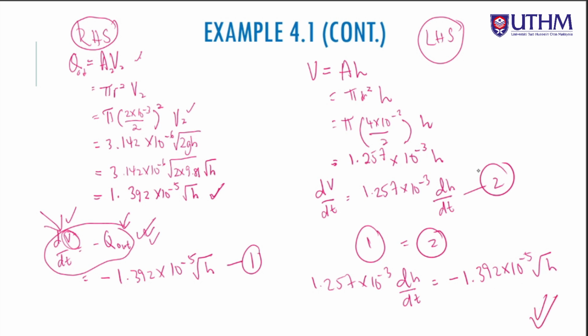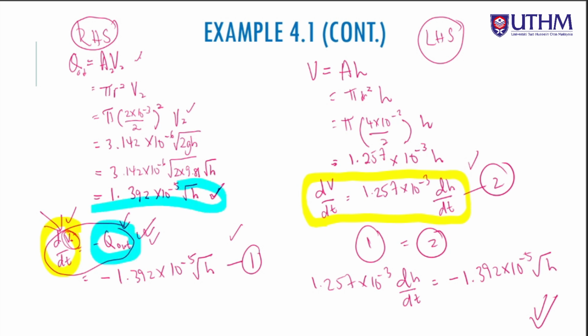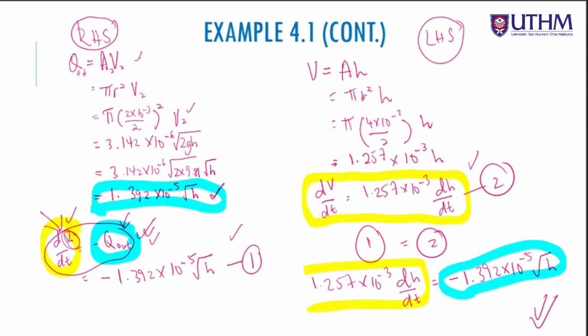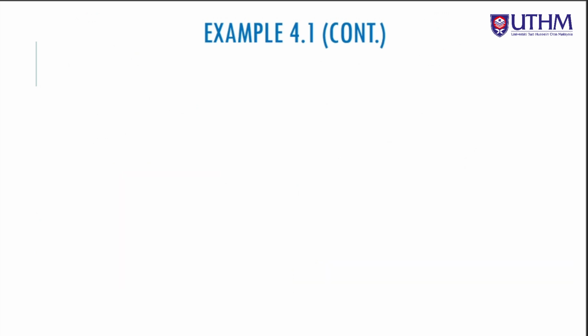So kita dah dapat yang ni, kita samakan yang ni dengan yang ni, sebab kita tahu dv dt adalah yang ni. Sekejap, saya colourkan sikit. Ni adalah dv dt, which is this part, and then yang ni adalah q out dia kan, this one. So kita samakan ini dengan ini untuk kita proceed dengan next step. So kita dah samakan. Sekejap saya tulis balik lah.